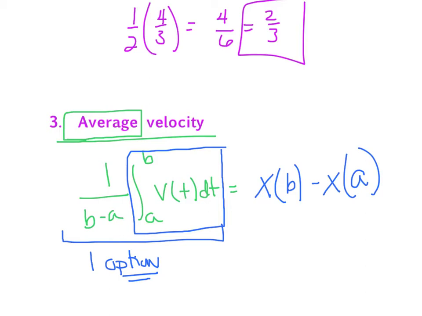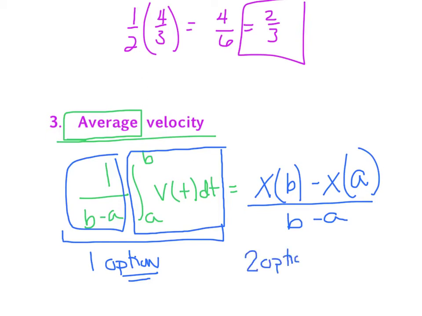Now, the one thing we do have to watch out for is we have this 1 over b minus a out front. So I need to take that through here as well. So I get x of b minus x of a over b minus a. So option 2, my second option, would be this formula.